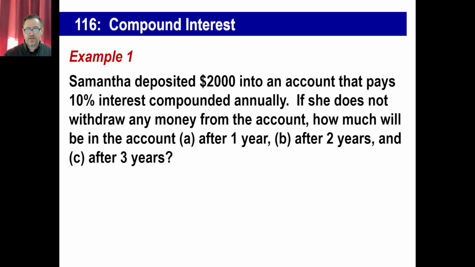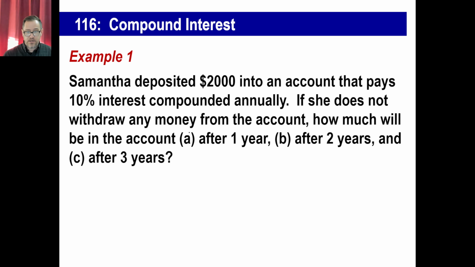Because she's not only earning 10% on the $2,000, she's earning the 10% interest on top of the interest that she earned every year. It just keeps compounding. If she doesn't withdraw any money from the account, how much will be in the account after 1 year, 2 years, and 3 years? Okay, let's just do this together.